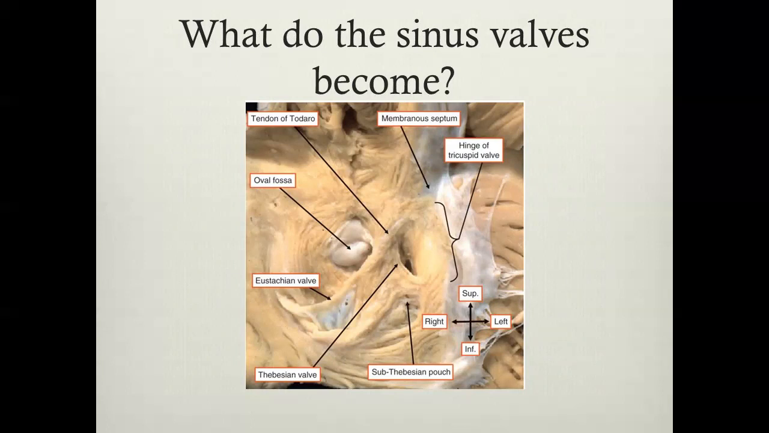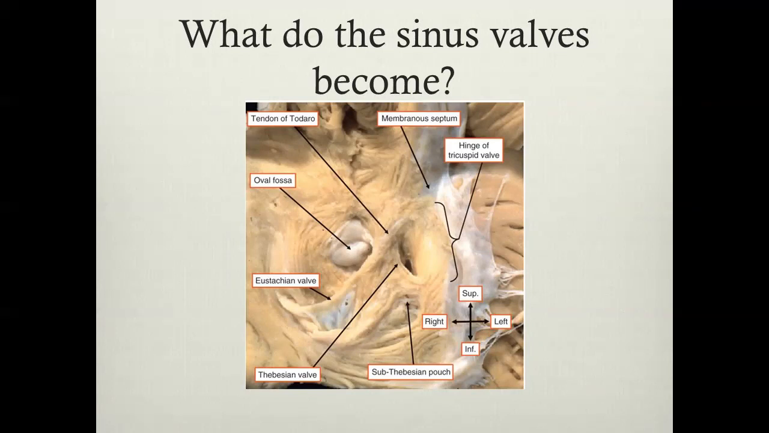So the left sinus valve merges with the atrial septum. It just goes away, except when it doesn't. The right sinus valve becomes what? Eustachian. It becomes the eustachian valve and also contributes to the Thebesian valve. And this is an even nicer picture of what we had before with the eustachian ridge.